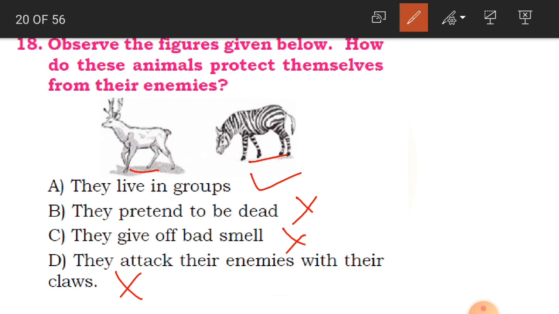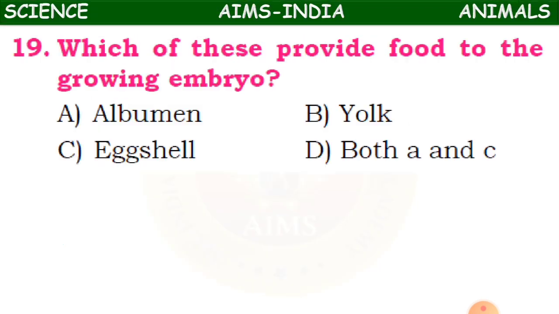So they live in groups. So that is why it is very difficult for the enemy to attack them. Because they live together, too many animals together in groups. Okay, children, clear? Now the 19th question.